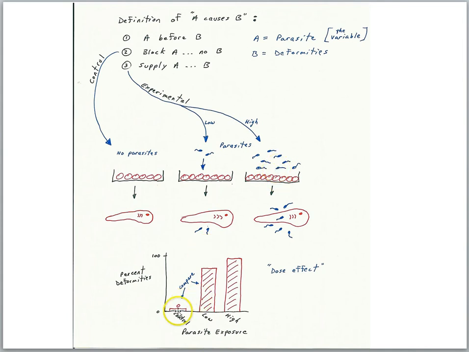And the result is shown down here in our simplified bar graph, that as you increase the number of parasites, you increase the number of frogs showing deformities. The control condition had no deformities. This is powerful evidence that parasites are causing deformities, and the dose effect is even more evidence that parasites are causing frog deformities.